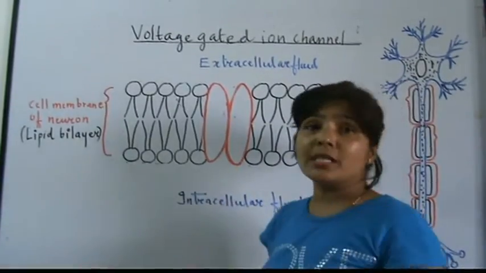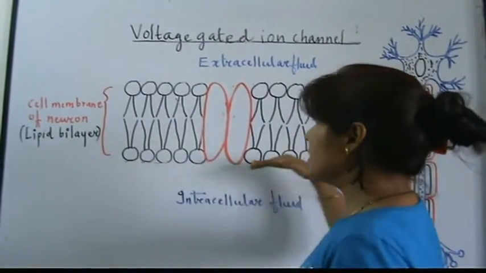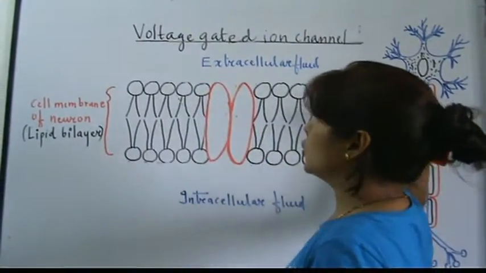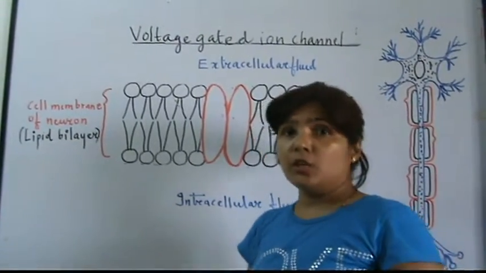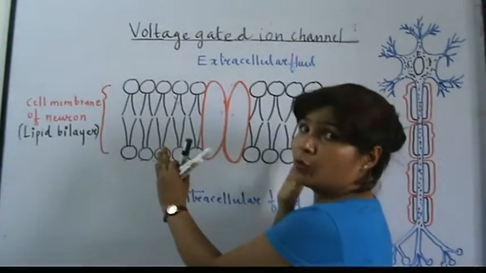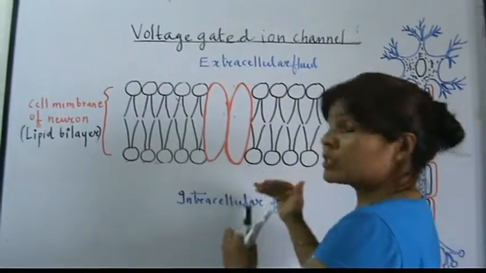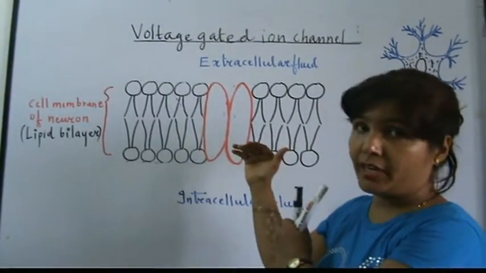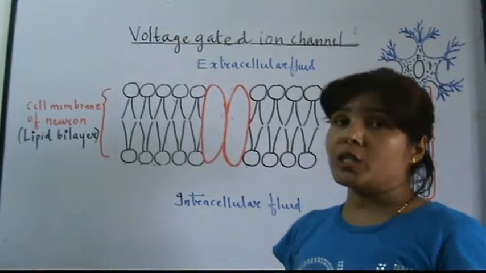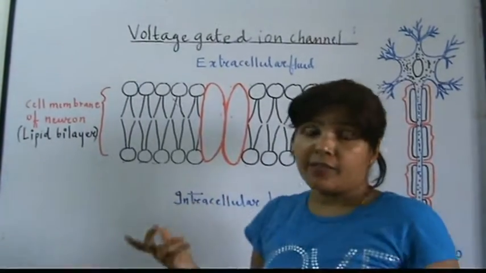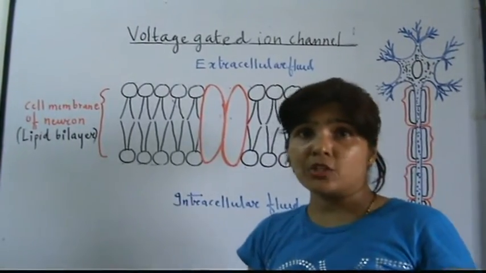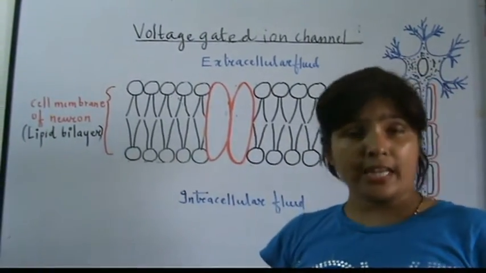Now in case there is a stimulus arriving over here, then the inner surface of the neuronal membrane becomes electropositive and the outer surface of the neuronal membrane becomes electronegative. Now this change in the voltage across the membrane opens up the voltage gated channel and allows the specific or selective ion to pass down the concentration gradient. Now what do I mean by specific or selective ion? We have voltage gated sodium ion channels, voltage gated potassium ion channels, and we also have voltage gated calcium ion channels.